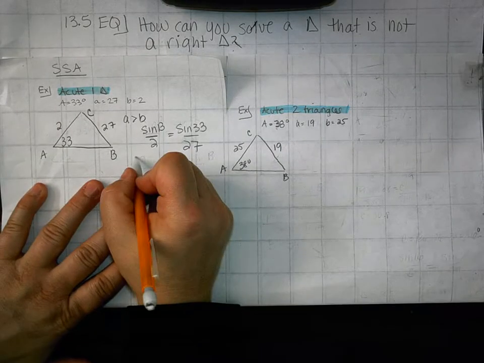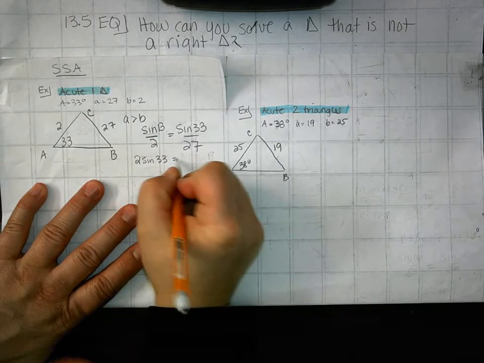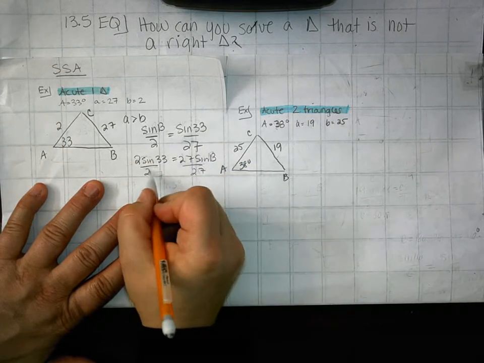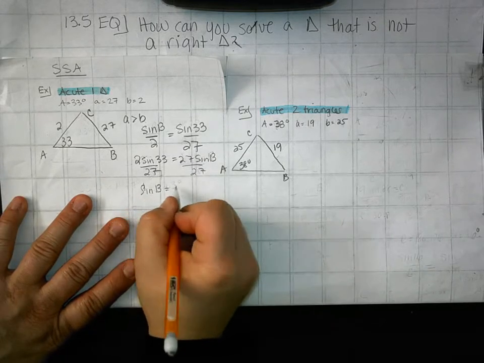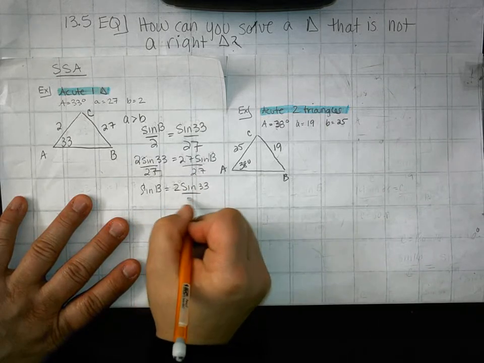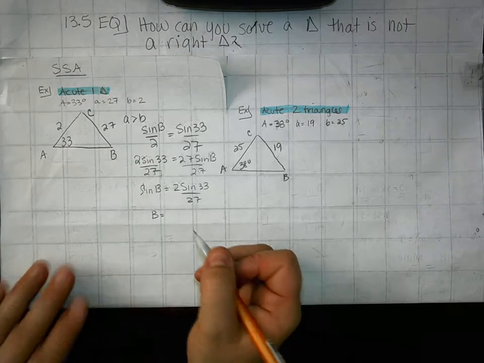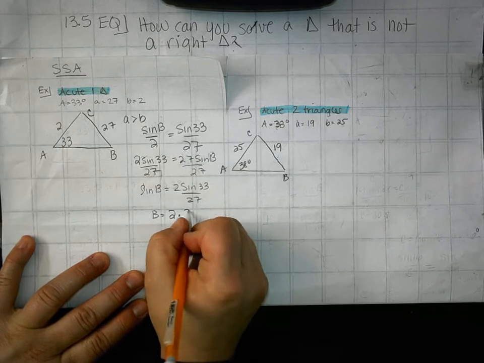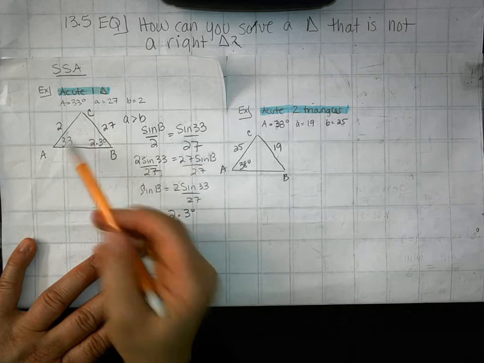When I cross multiply, I get 2 times the sine of 33 is equal to 27 times the sine of B. When I divide by 27, I get the sine of B is equal to 2 times the sine of 33 over 27, and I need to do the inverse sine to figure out this angle. And when I do the inverse sine, I get 2.3 degrees. That seems like a very small angle, but notice this is a very small side as well.